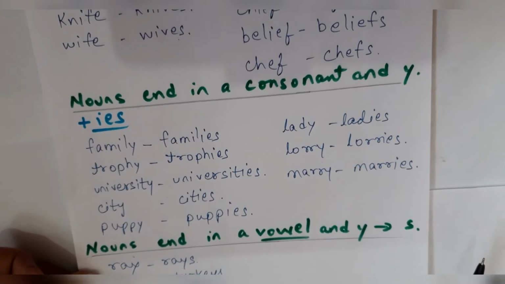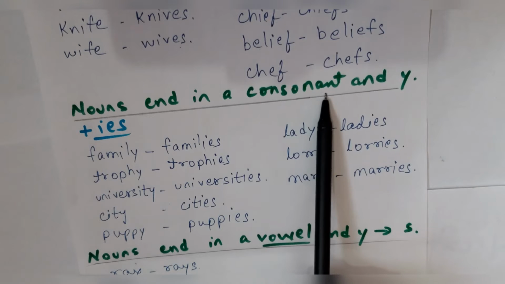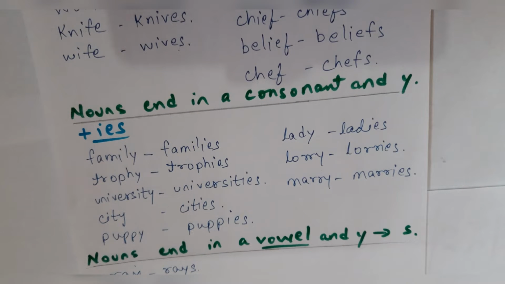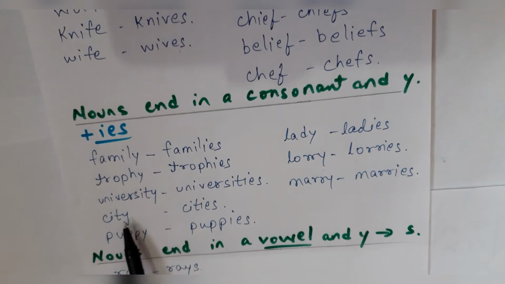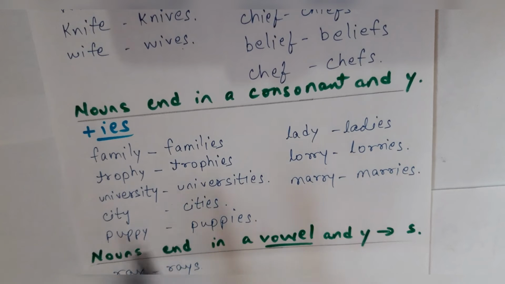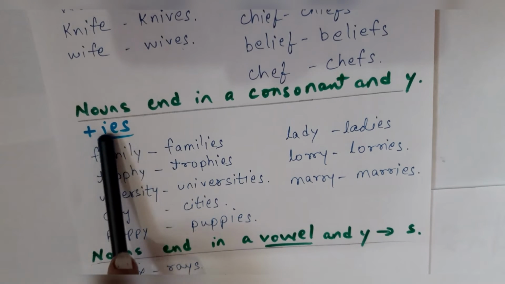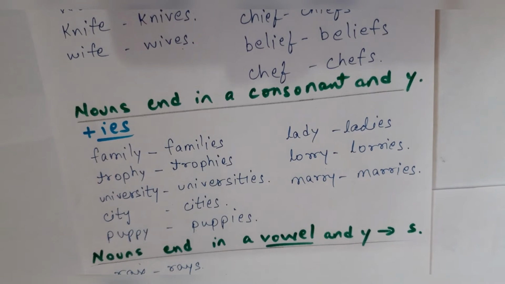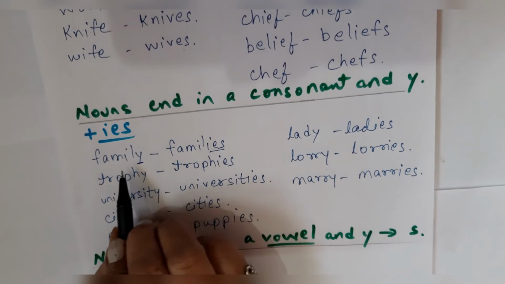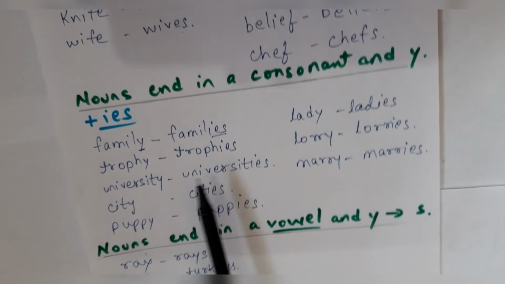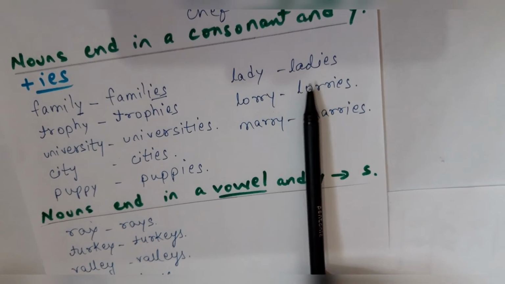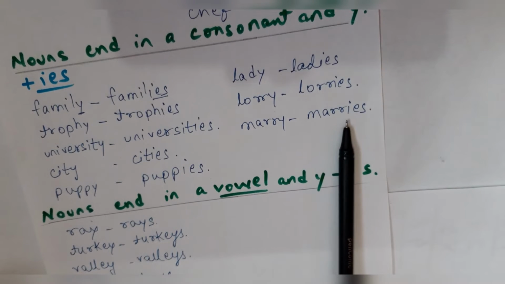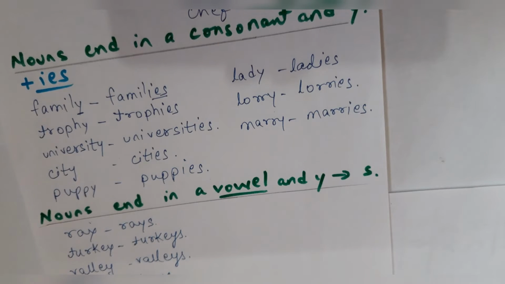Now, some nouns end with Y, but before Y there is a consonant. Consonants are the letters except the vowels. Vowels are A, E, I, O, U. Whatever remains is a consonant. Before Y here is L, a consonant. Here it is H, T, P, D. All these are consonants before Y. Then we change Y by writing IES. Family, families. We change this Y into IES because there is a consonant before it. Trophy, trophies. University, universities. City, cities. Puppy, puppies. Lady, ladies. Lorry, lorries. The Y will be replaced with IES in the plural.